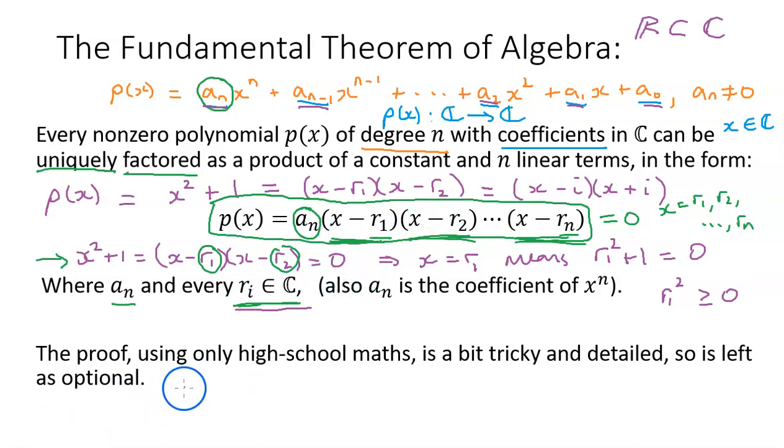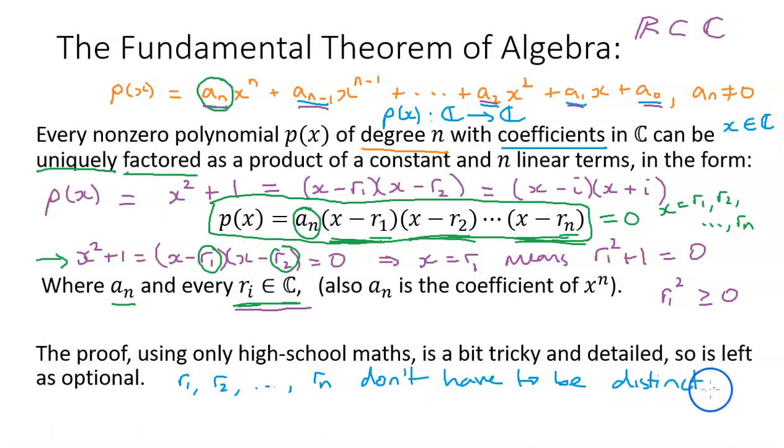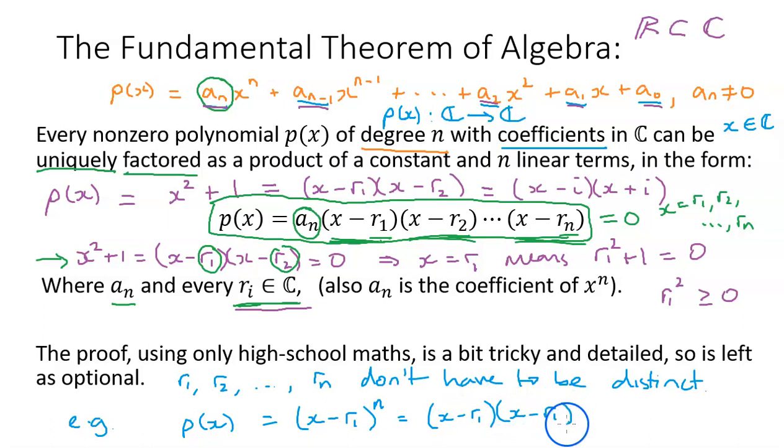One other thing, the r_1, r_2, all the way up to r_n don't have to be distinct. For example, we could have p of x equals x minus r_1 to the power of n. So that's counted as x minus r_1, x minus r_1, x minus r_1, multiplied together n times.